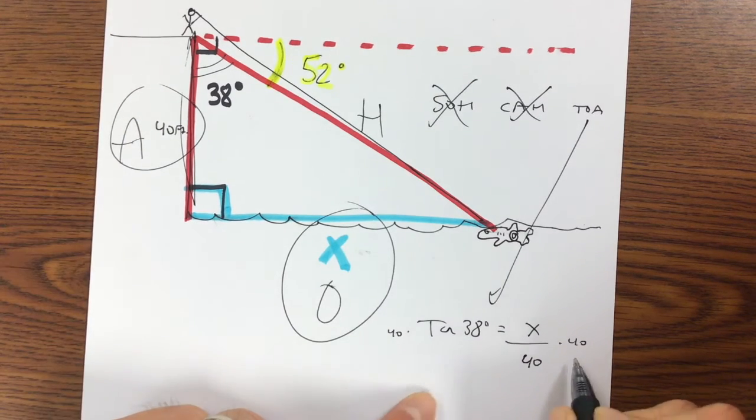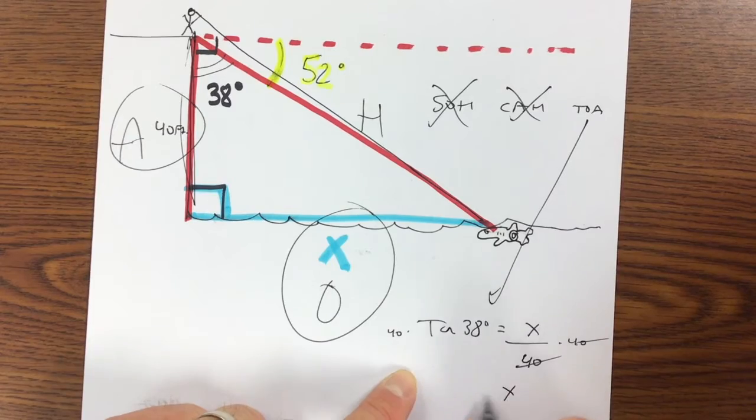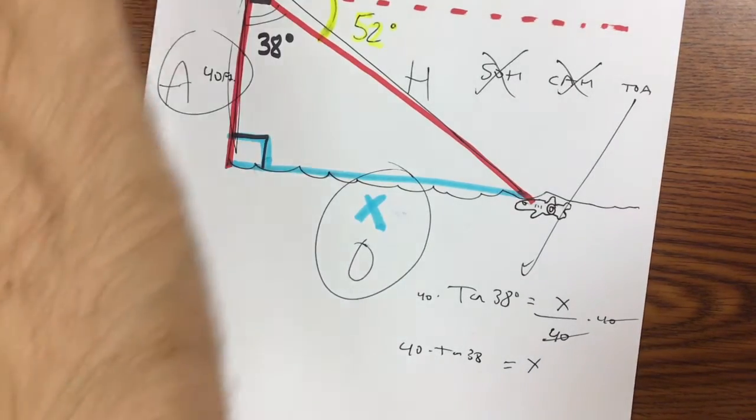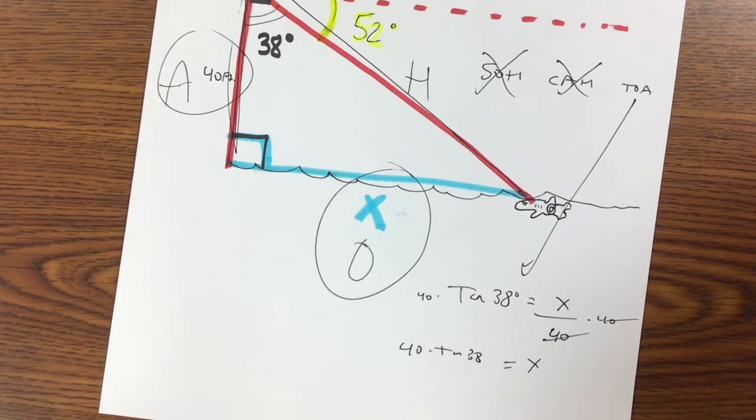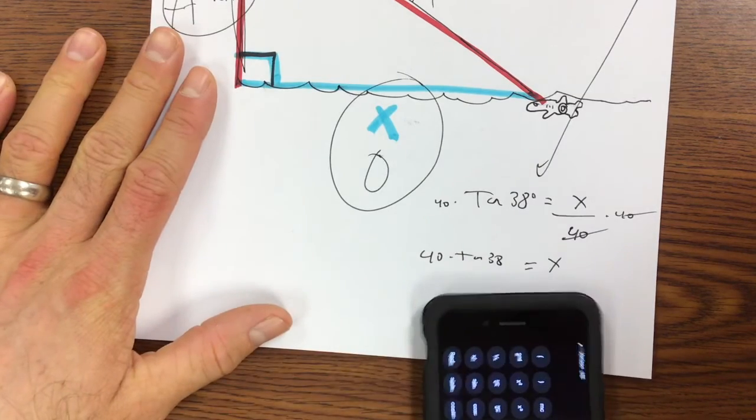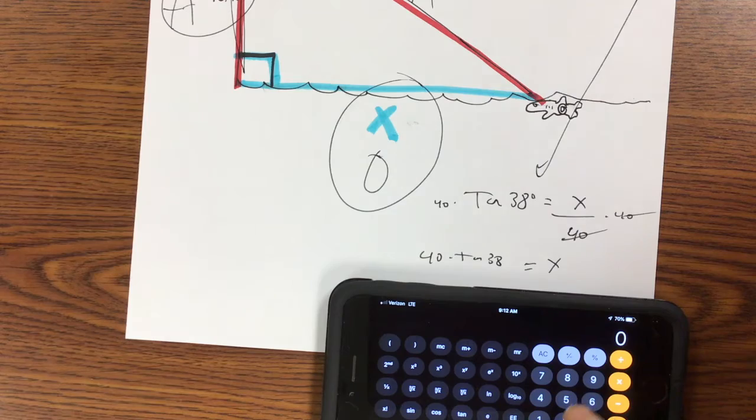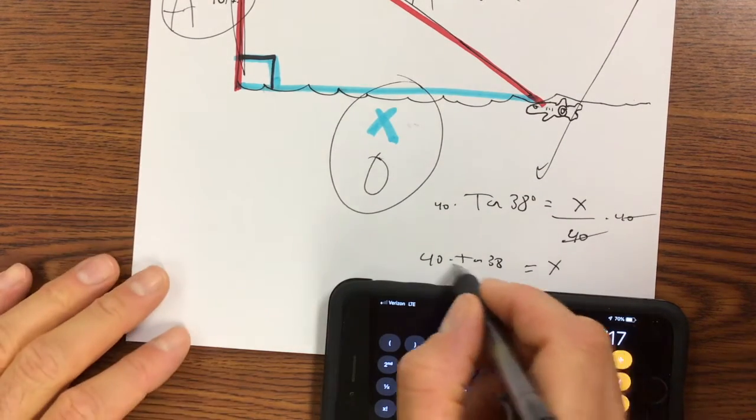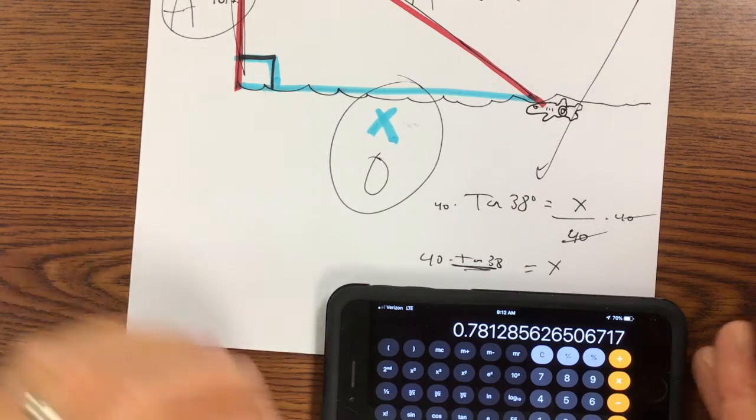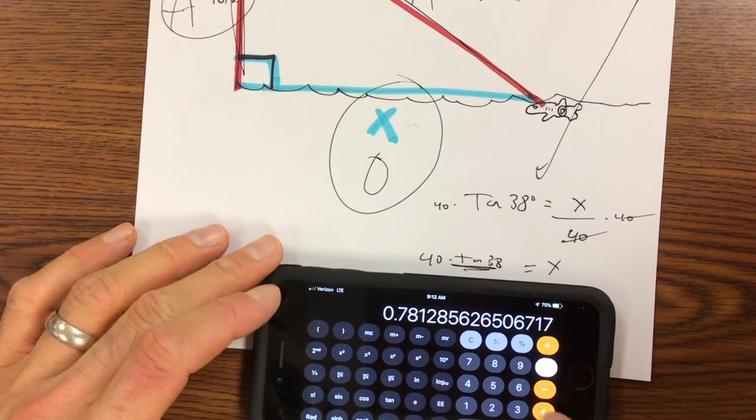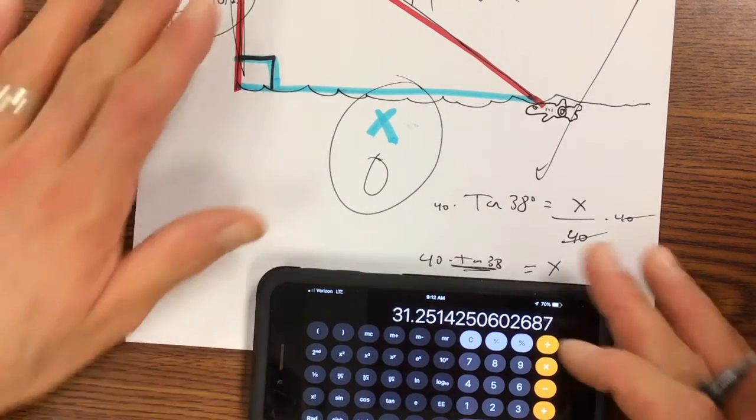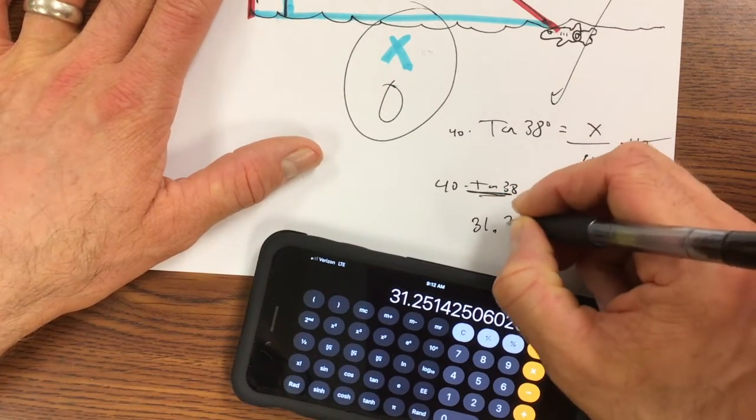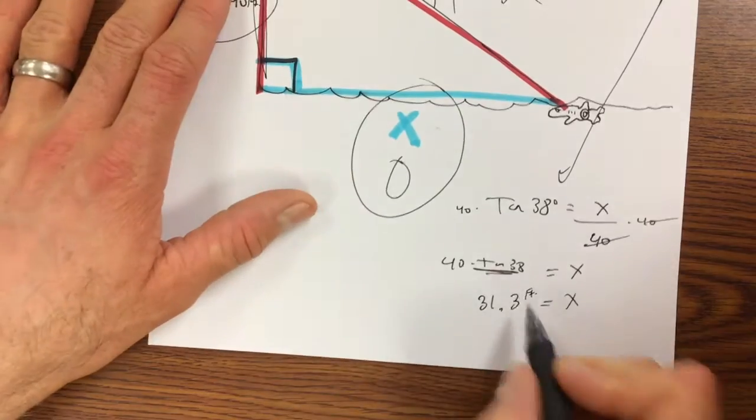Multiply by 40 on both sides. X equals 40 times the tangent of 38. Punch that out. I'm gonna use my phone or scientific calculator. I hope you get the same thing I get. Tangent of 38. Oh, I hate this phone. That's the tangent of 38. Punch it out. It's a decimal. And then multiply it times 40 equals... X equals 31.3 feet. Nice job.